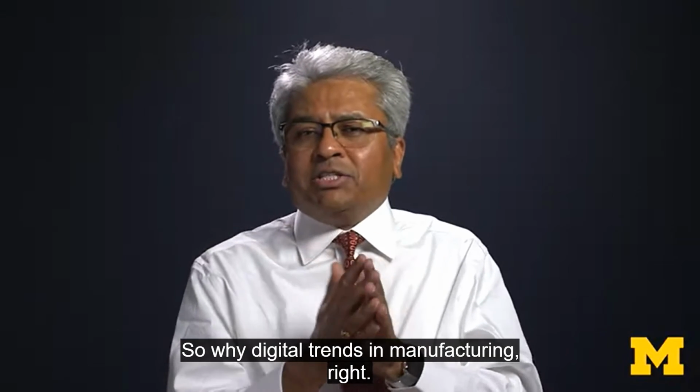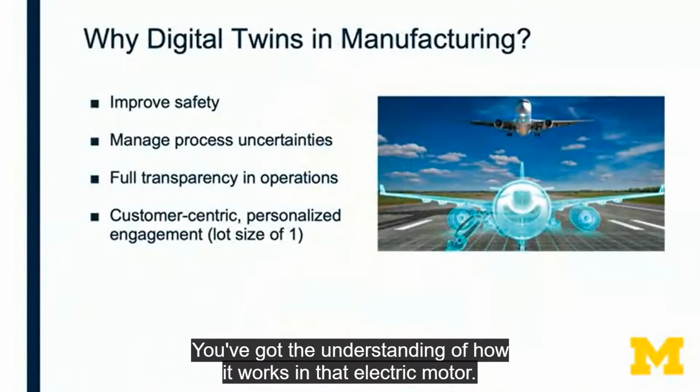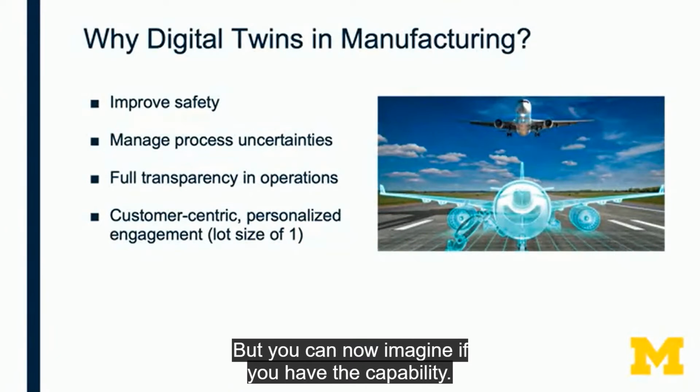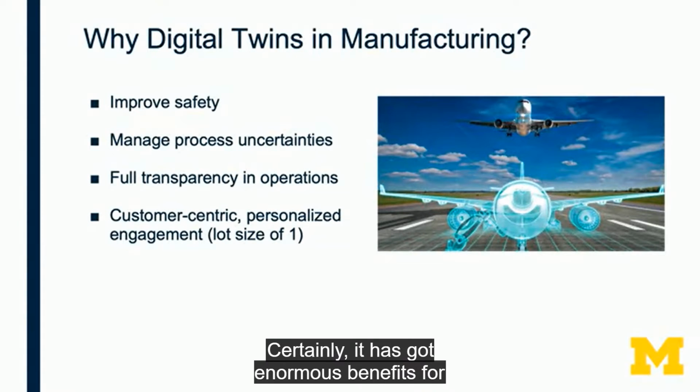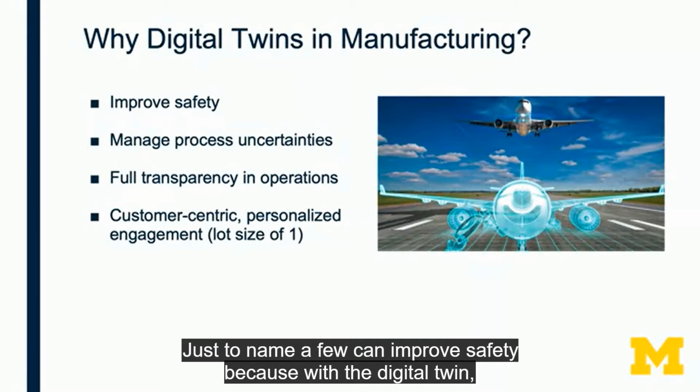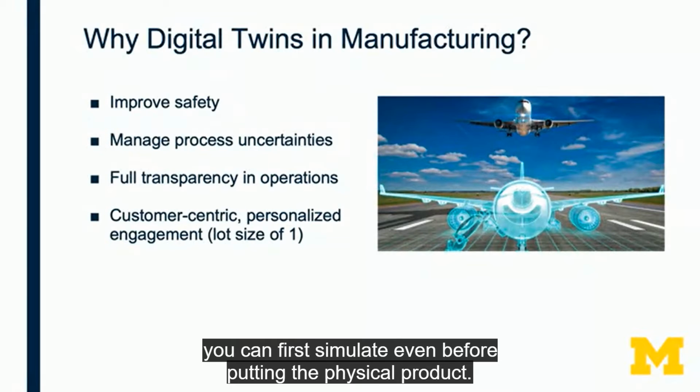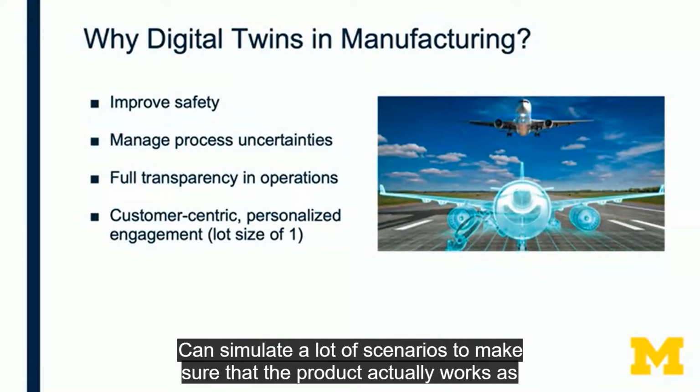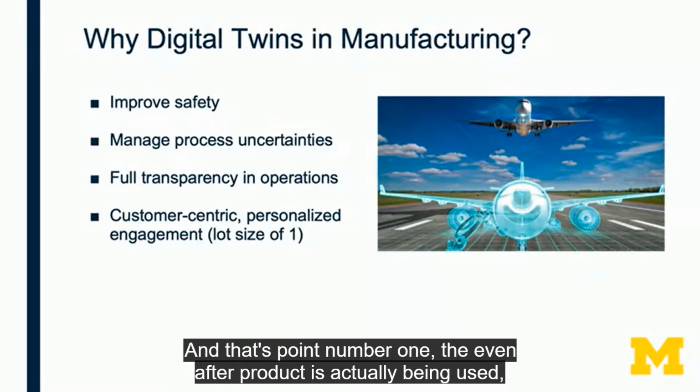So why digital twins in manufacturing, right? You got the understanding of how it works in that electric motor, but you can now imagine that if you have the capability, it has enormous benefits for the manufacturer because it can provide value in multiple dimensions. Just to name a few, it can improve safety because with the digital twin, you can simulate, even before putting the physical product out, a lot of scenarios to make sure that the product actually works as it is designed for. And that's point number one.